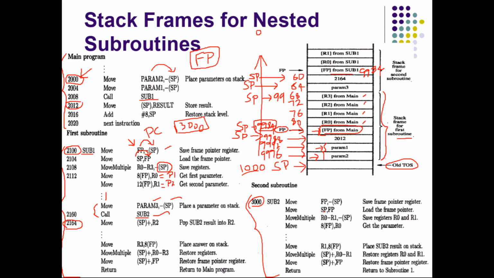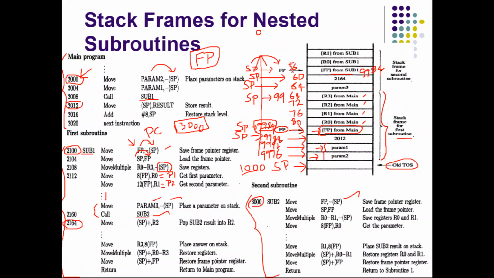Then what we are doing: move SP comma FP. After pushing this into the stack, what will the stack be? Now the stack pointer will be pointing to this location. What is this location's address? This location address will be 9956. And now we say move SP comma FP. So whatever is in SP is copied to FP, which means FP is pointing wherever SP is pointing.